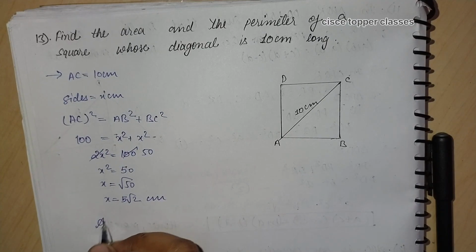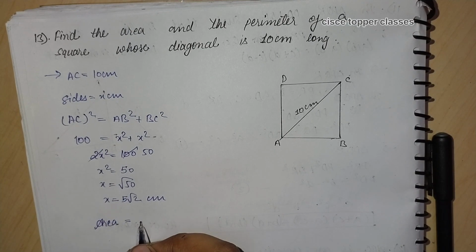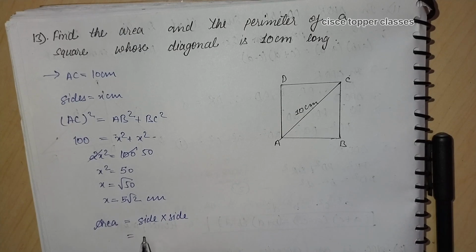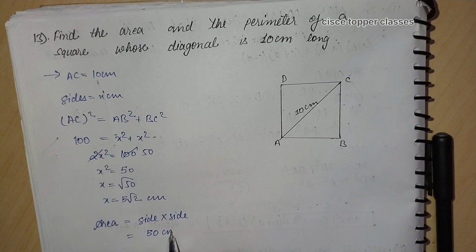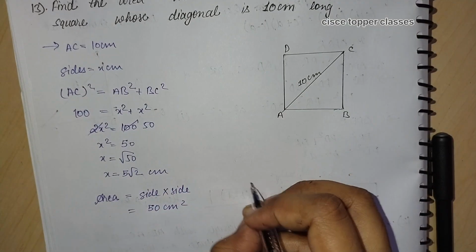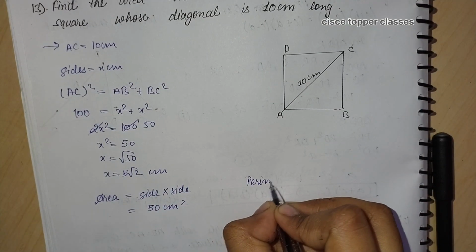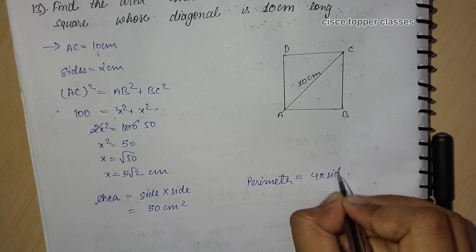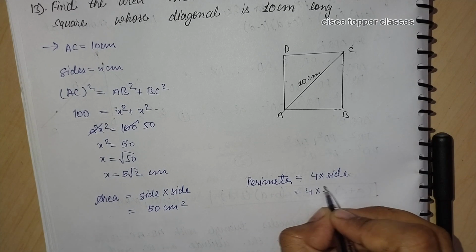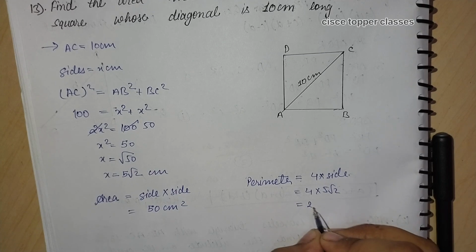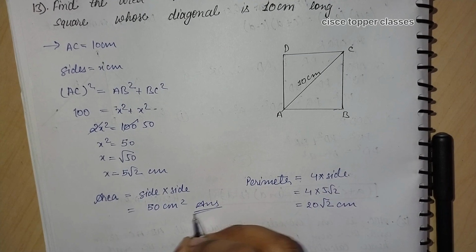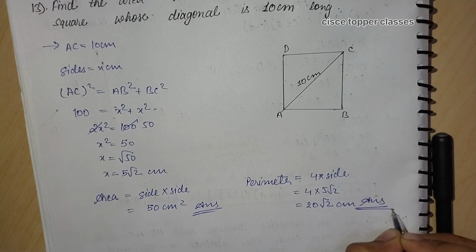this question. So from here area is equal to side into side. So on multiplying this part we can write it as 25 into 2, which will be 50 centimeter square. Now we have to find the perimeter of the square. So perimeter is equal to 4 into side. So we can simply multiply 4 into 5 under root 2. So it will be 20 under root 2 centimeter as the answer. So this is the answer of this question which is asked here.